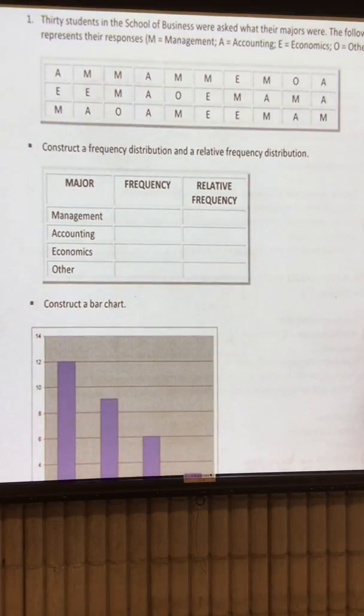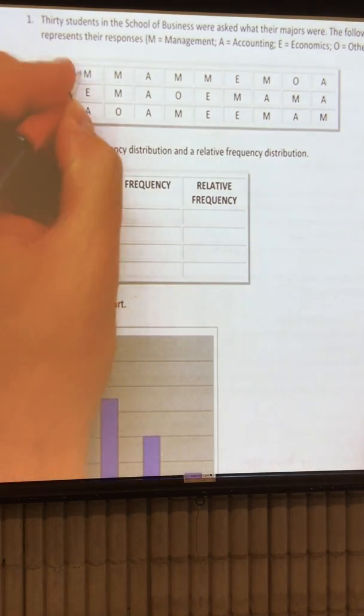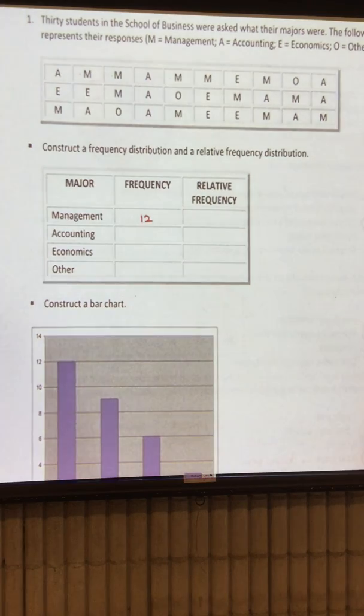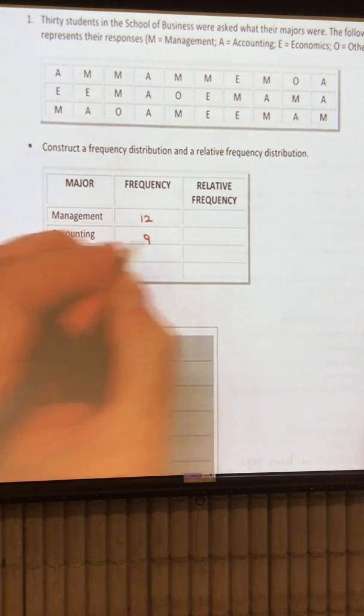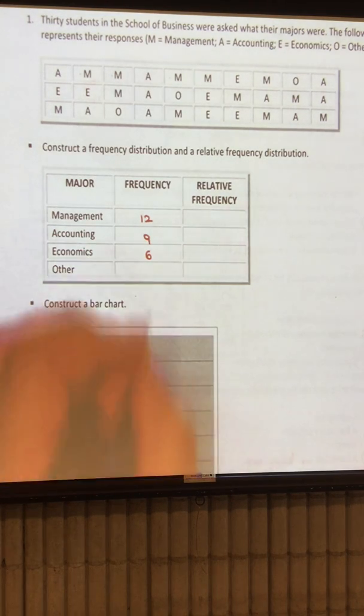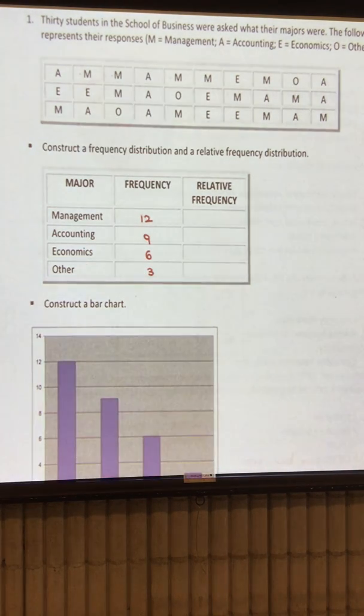So first of all, we have to create a frequency distribution and a relative frequency distribution. So for the frequency, we have to count how many management majors we have. So after we count the management, the frequency will be 12. We have 9 accounting, 6 economics, and 3 other.